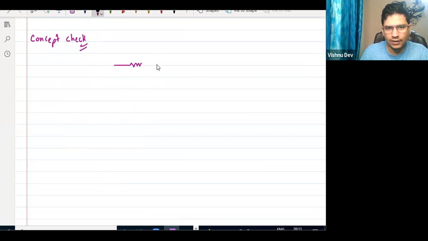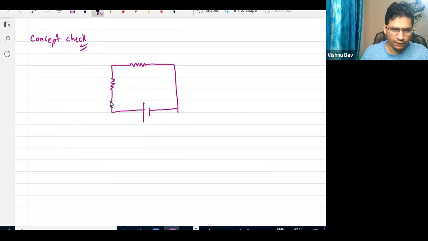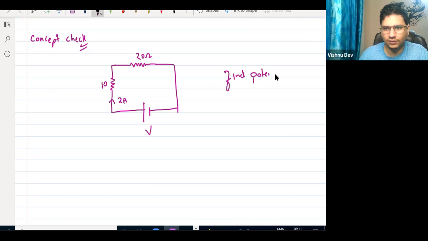Now let us see how many of you can solve this. Sir, here also we have to find the current. So suppose this current is 2 ampere. This is 10 ohm and this is 20 ohm. What is the potential? Find the potential. Find the total potential.